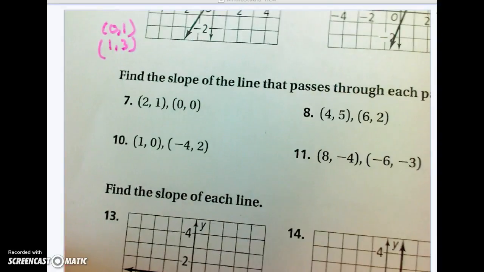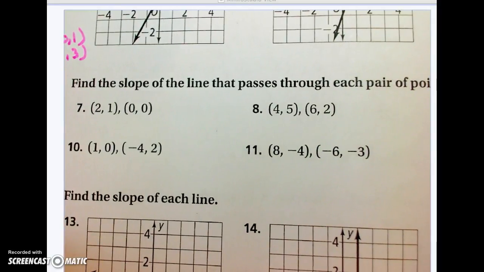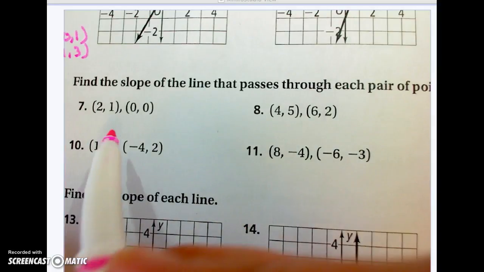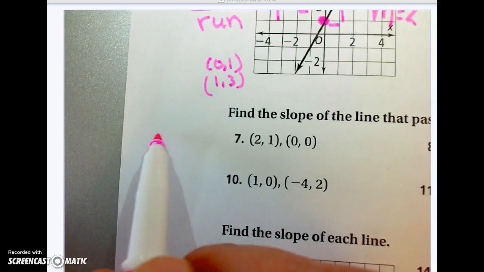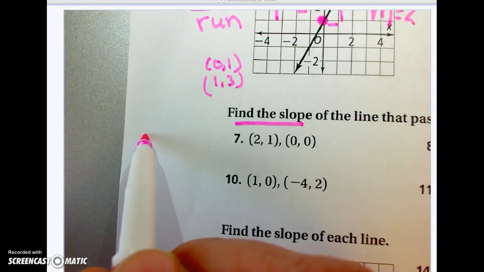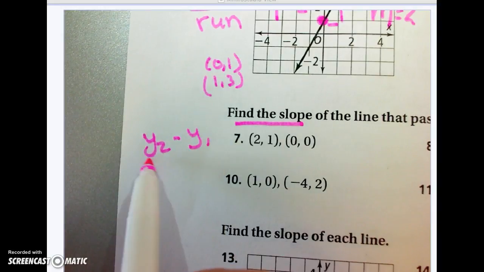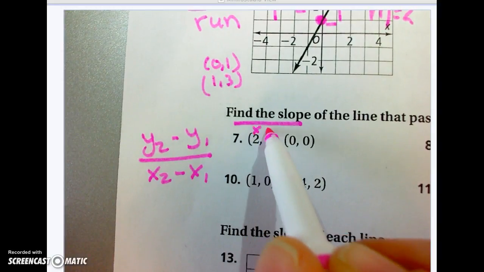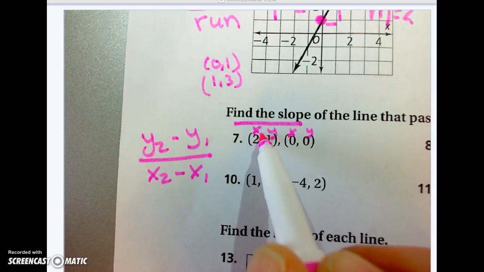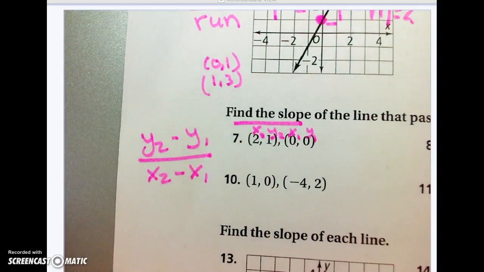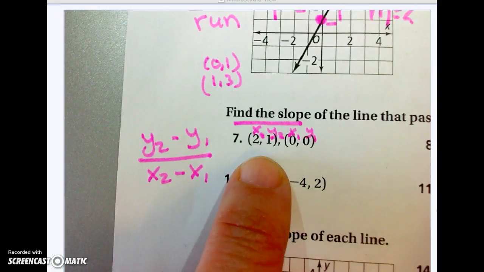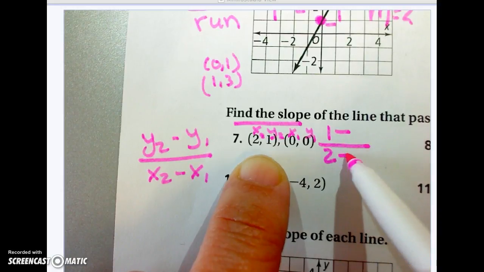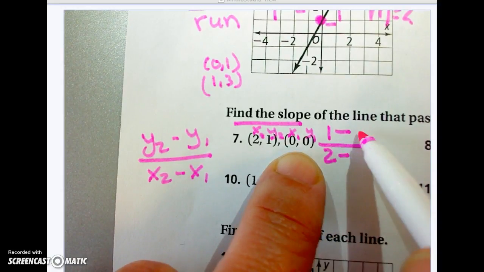In the next section, we have to find the slope of the line that passes through each pair of points. So now that I'm given 2 points, I'm going to use my formula to find the slope, because it said to find the slope. So y sub 2 minus y sub 1 over x sub 2 minus x sub 1. So there's my x and my y, and I'm going to label this one 2 and label that 1 so I can put them in the formula. So x goes on the bottom, y goes on the top, and we have to subtract the other point. And this one's pretty easy because it's 0.